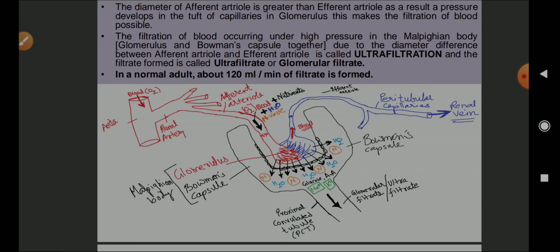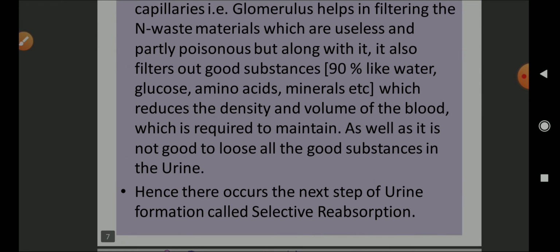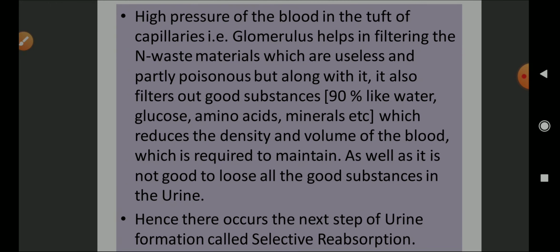And we don't want the good substances to go away in the urine. So the second step of the formation of urine starts, that is selective reabsorption. Selective reabsorption takes place throughout the whole tubules of the nephron. This is what I have mentioned here. You just read it, and it says about the selective reabsorption.